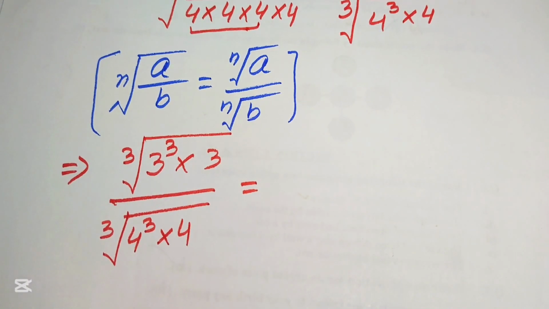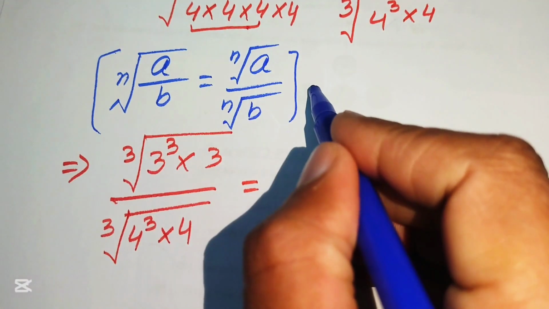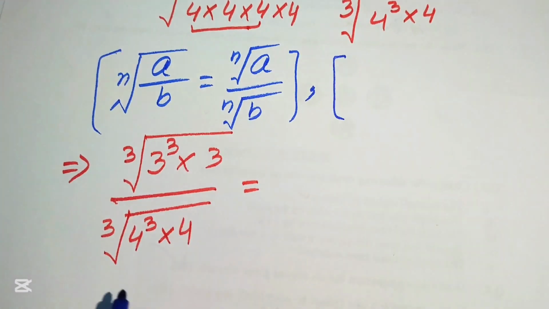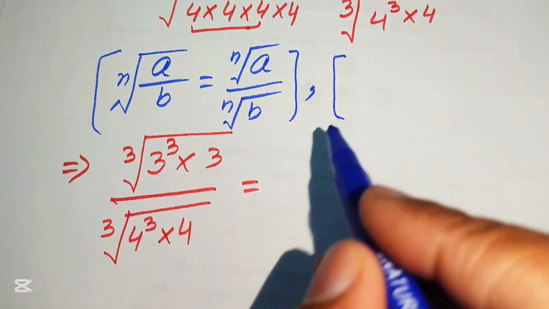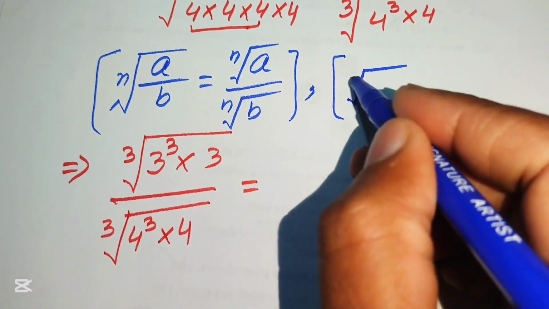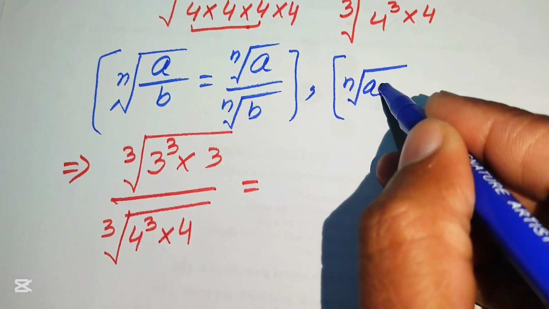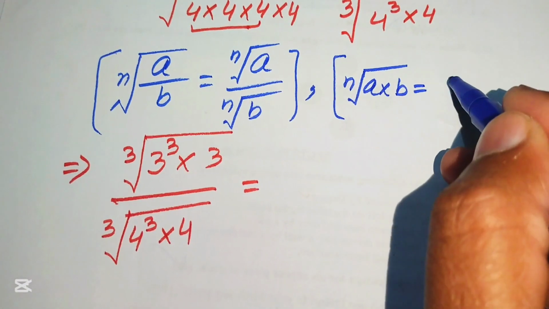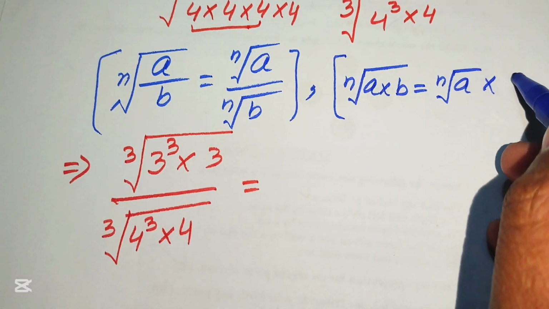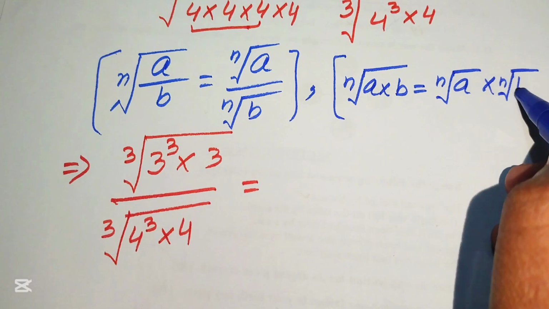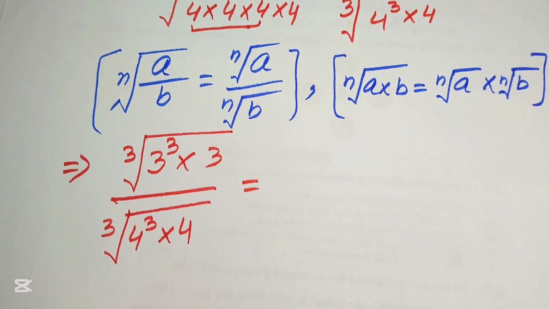So after that here we need another radical law, and you know that this law belongs to the multiplication form. So if you have nth root of a multiplied by b, so we write it as nth root of a times nth root of b. So here we need this nice radical law.